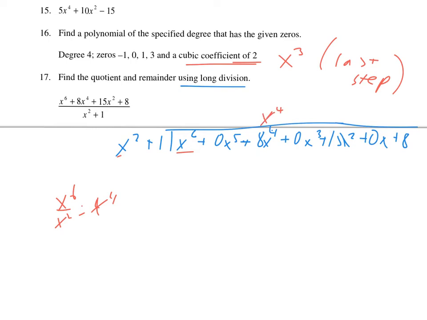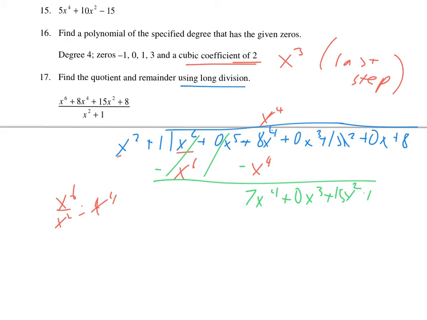And then we'll multiply that by the front, so then we get x to the 6th right there, and then x to the 4th right there. And then I switch the signs here, add them down, so these cancel. I'm not going to draw that one because it's still 0, so then I get 7x to the 4th plus 0x to the 3rd plus 15x squared plus 0x plus 8. So now I'm going to do my new first thing inside, divided by first thing outside. So that gives me 7x squared. So then I get 7x squared right there.